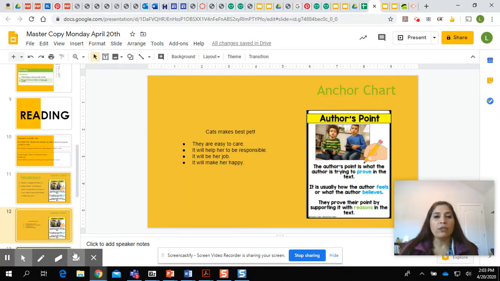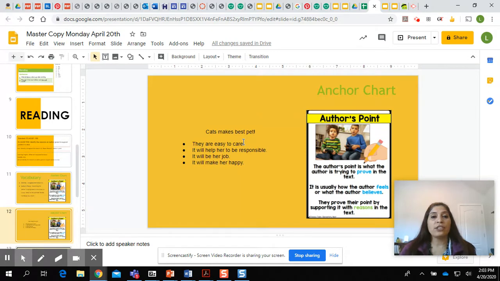Now, over here on this side of the screen, I just wrote an example. Cats make the best pet. Now, a couple of years ago, Sasha, my daughter, actually wanted to have a pet. And she wrote a letter to me, convincing me, persuading me, and giving her points why she should have a pet. Her main purpose was to persuade me that she wants to have a cat, and she gave me the reasons.